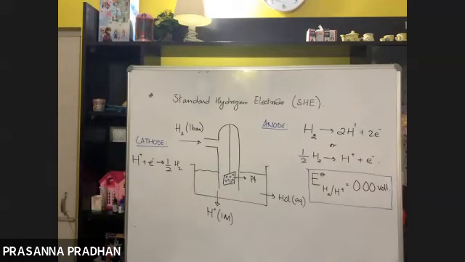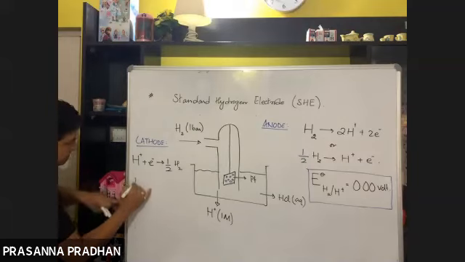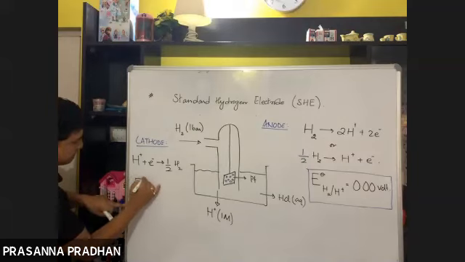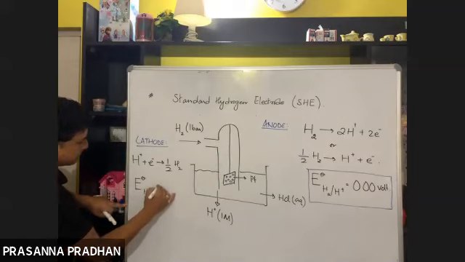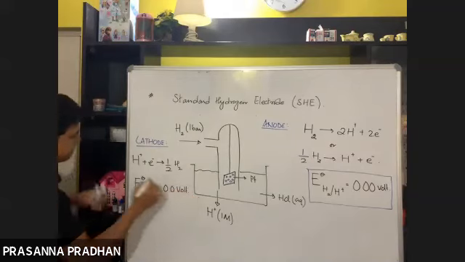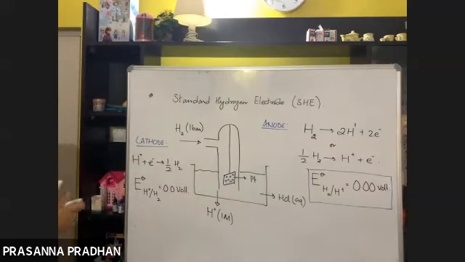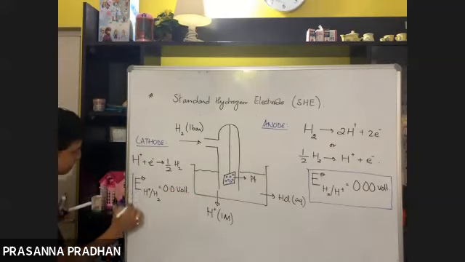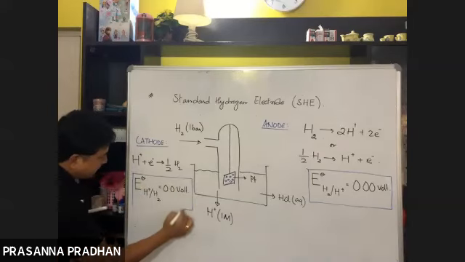Why? If it behaves as a cathode, reduction will occur. And what will be the reduction potential? E naught, how will you express? H positive oblique H2. Again, what will be the value? 0 volt. Again, the value will be 0 volt.